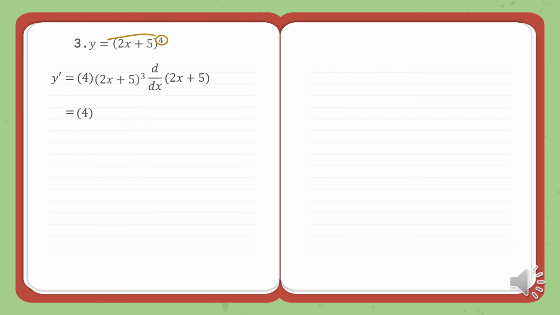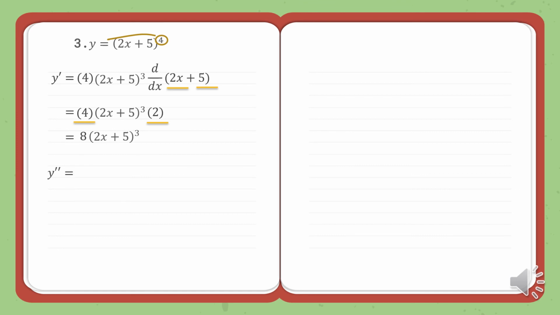Copy muna natin si 4 and si (2x plus 5) raised to 3. Ang derivative ni 2x ay 2 at ang derivative ni 5 ay 0. So, simplify natin yan by multiplying 4 and 2. It will be 8(2x plus 5) raised to 3. So, no need to simplify further kasi, expand natin yan, mahaba pang proseso. So, using this first derivative, ay mahanap na natin yung second derivative.